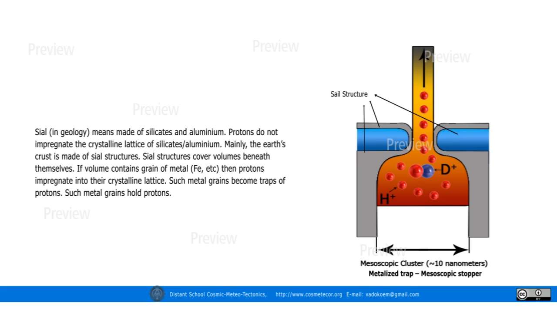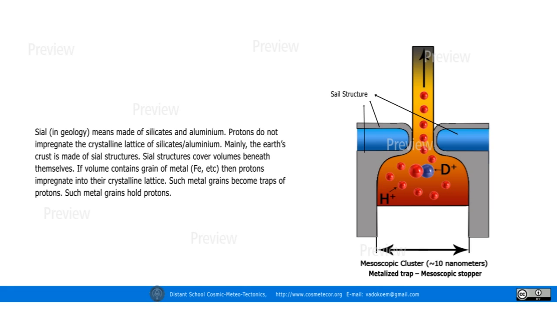Thus, the Sial structure riding over the metallized trap defines the confinement of protons within it. Sial, in geology, means made of silicates and aluminium. Protons do not impregnate the crystalline lattice of silicates and aluminium. Mainly, the Earth's crust is made of Sial structures.